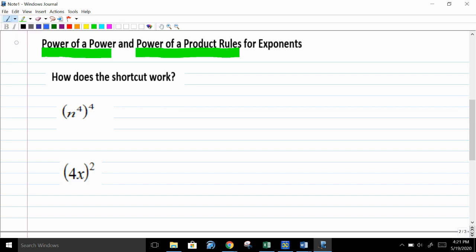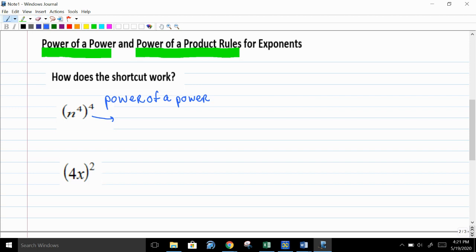Okay, well, if you take a look at the first example I have here, this is an example of a power of a power. Okay, we have a power of n to the fourth power, raised to a power. Okay, so it's a power of a power. So kind of like a double exponent, if you want to call it that. Okay, however you think of it the best. So again, I'm going to show you this expanded out to show you why the shortcut works.